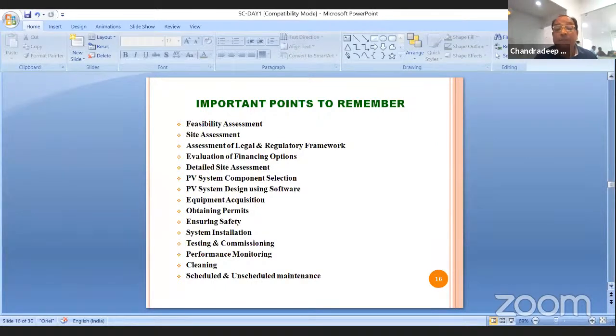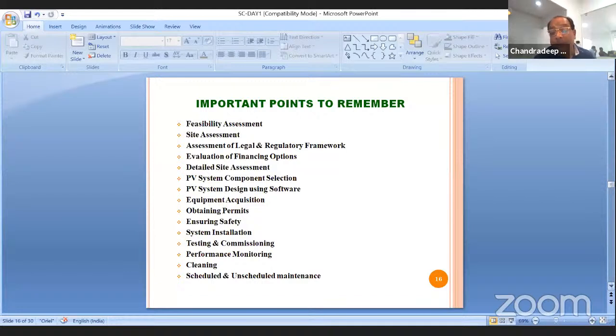Then detailed site assessment and PV components: which components you should select, which technology you should select, whether monocrystalline or polycrystalline, or new technologies that have come up, madam will tell about them. Which software you should use to design the PV system, whether it is PVsyst, Helioscope or SketchUp. You have to understand that also, according to the project. Then from where you will go for the acquisition of the equipment.